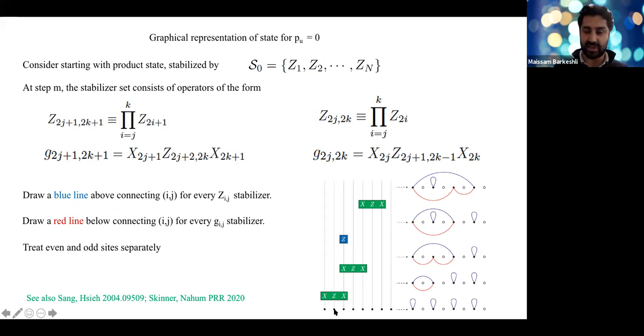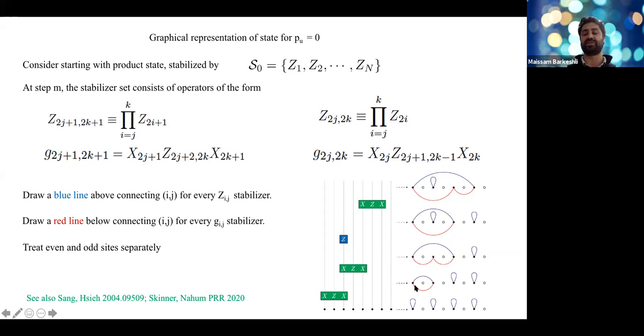Basically, if we start here with a product state, then we just have these blue lines connecting the qubit to itself because it's stabilized by a single Z operator. Then we apply this XZX measurement. What that does is that now the state is stabilized by this XZX, so we have a red line going under, and it changes the other stabilizer so that now it's a Z string going from here to here. So you can just track the state graphically in this way.